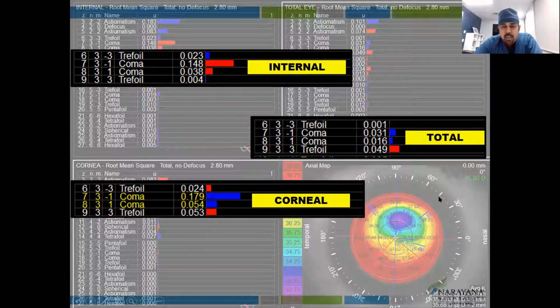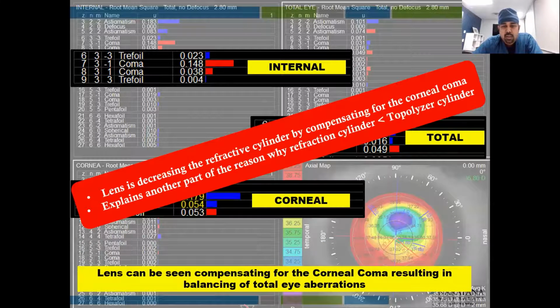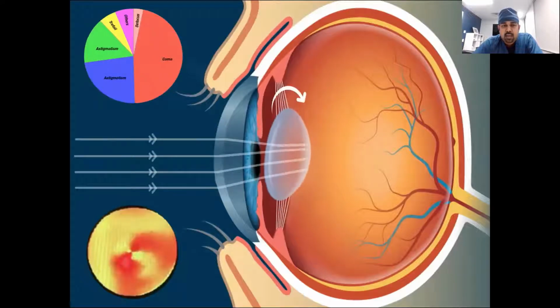So if you look at this, the lens can be seen compensating for the corneal coma, as in the internal aberrations are seen compensating. And that is also another part of the reason why whatever is there on this topographer being measured as cylinder is not accepted by the patient on his refraction. So this is something that happens when the coma changes as well as the lens changes are together contributing to a decreased refractive acceptance of the patient.